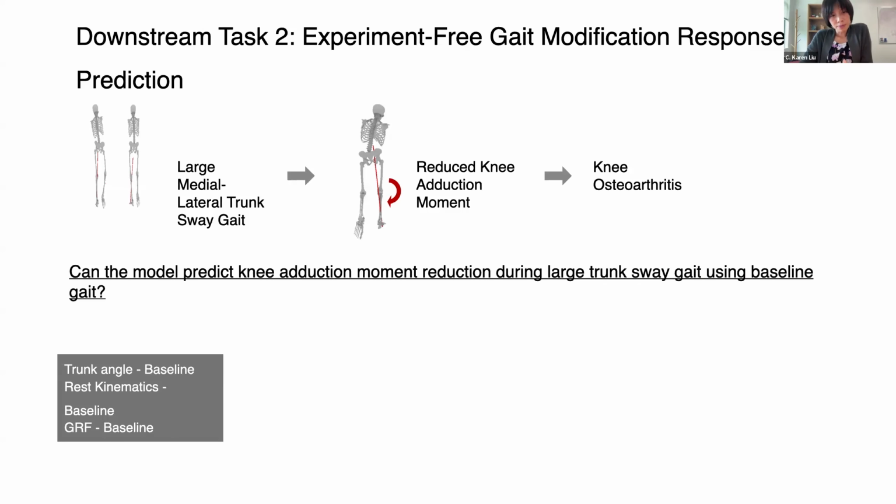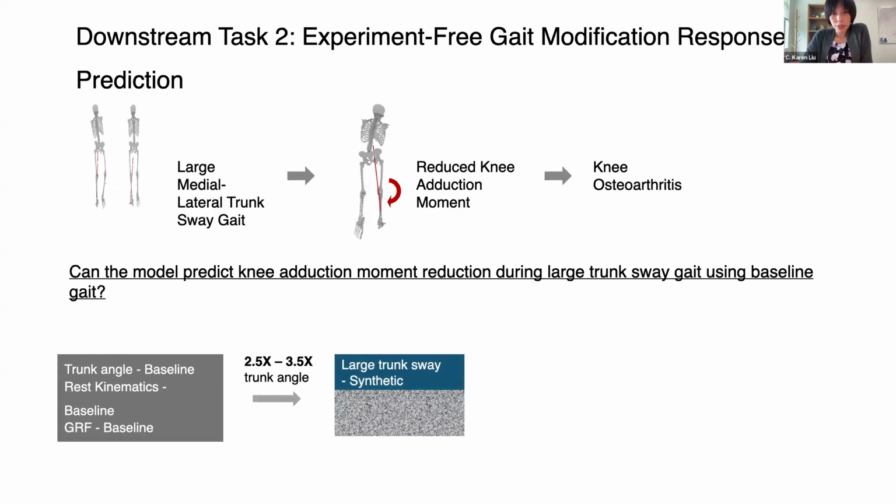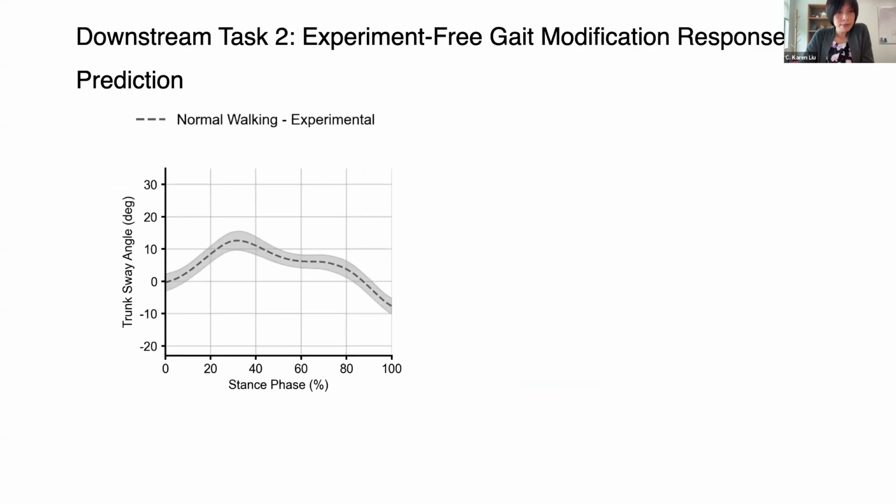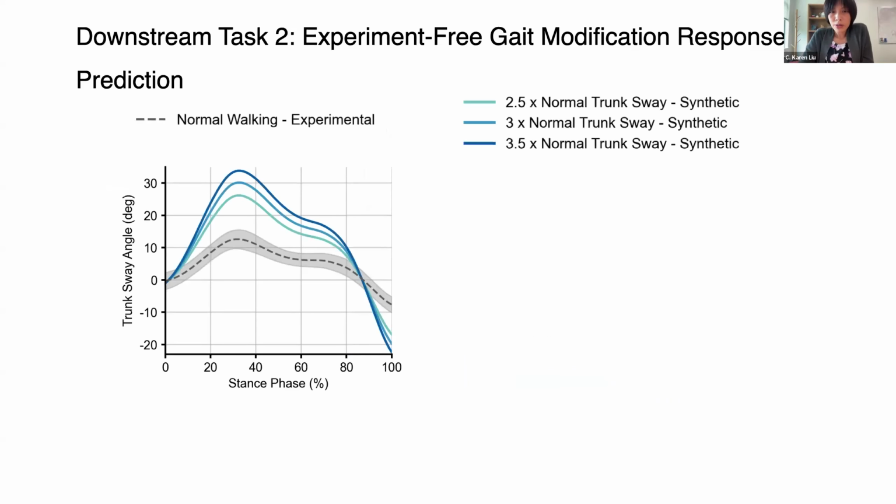So we use in-painting again, but instead of using all the kinematic parameters as input, we only use synthetic large trunk sway angle as input. And then the diffusion model generates the remaining joint angles and ground reaction forces that are coherent with the synthetic large trunk sways. Here are the results. This is a baseline trunk sway angle. The range is about 20 degrees.